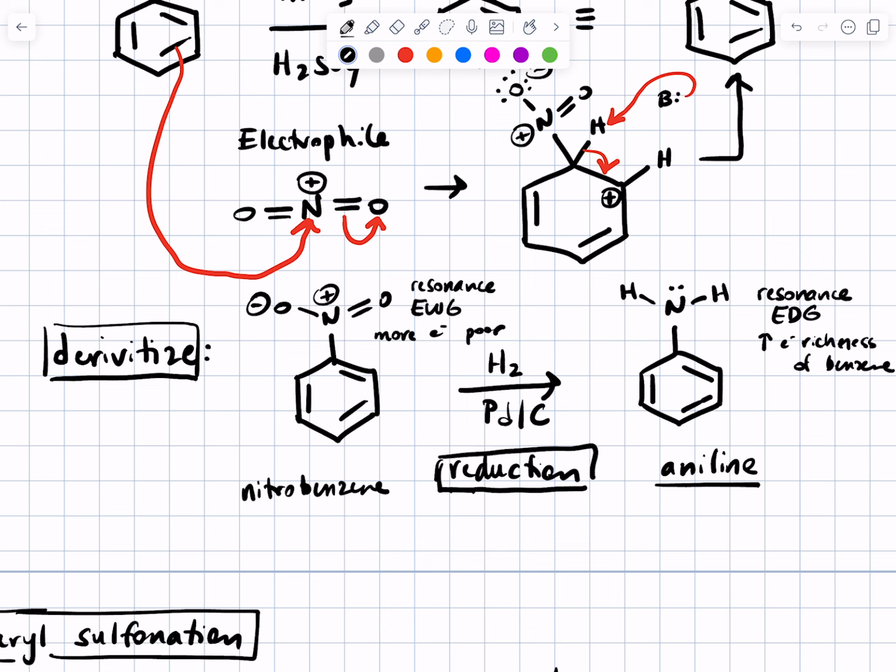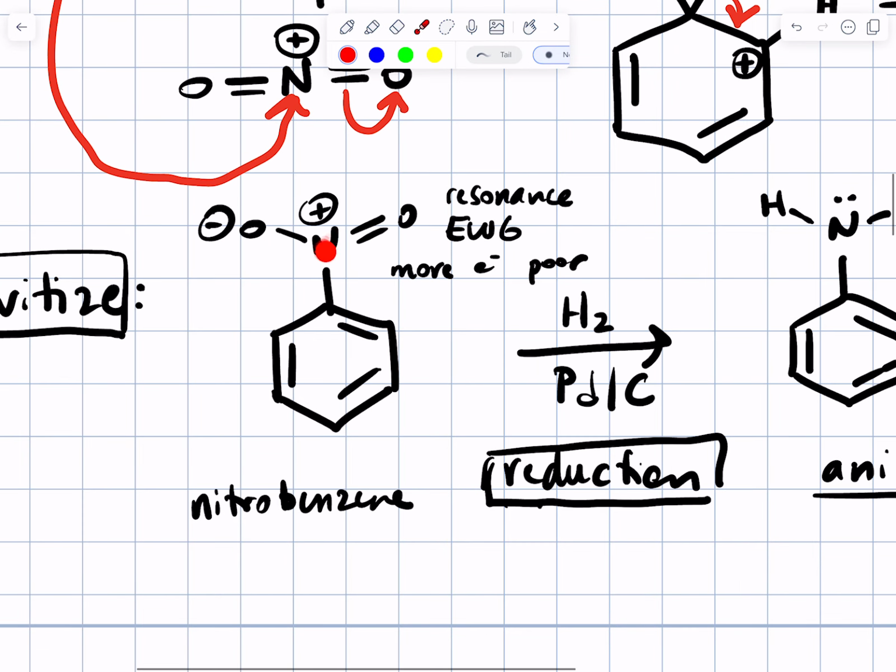Yes? For the electron withdrawing groups, are they always positive on that center atom? No, our electron withdrawing group is not always positively charged on the atom that's bonded to the benzene ring. It certainly helps, but there'll be examples where it's not. Okay, others? Yeah.